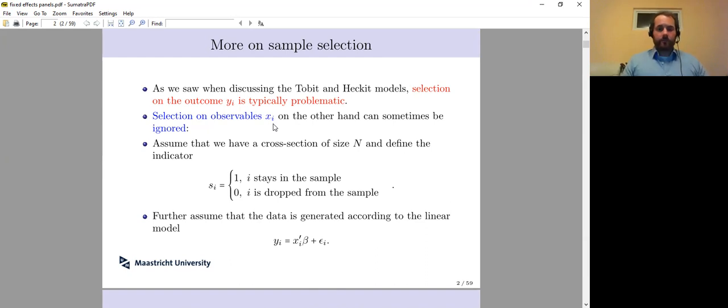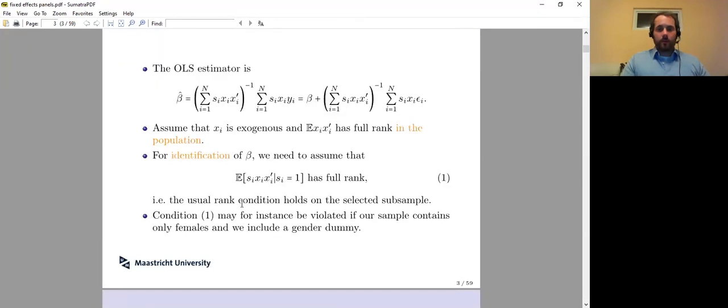So now let's say we have a cross section to make the notation simple here, and we have an indicator that simply tells us whether an individual is observed in a sample or is dropped from the sample. Moreover, we assume that the data follows our usual, very simple linear model. And of course, we know that the OLS estimator can be derived in the following way. It has exactly the form that we all know.